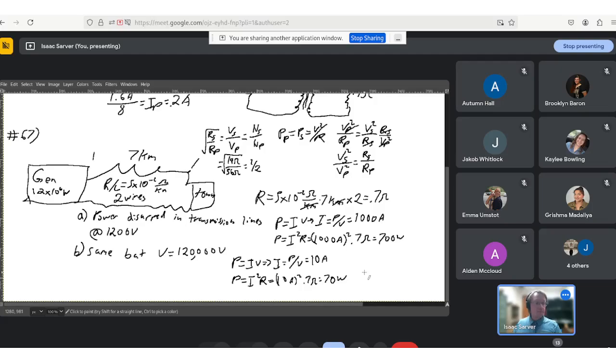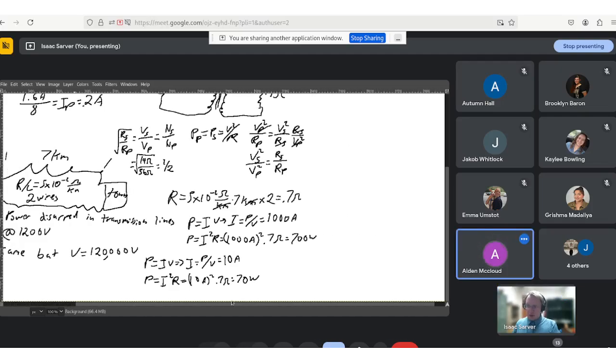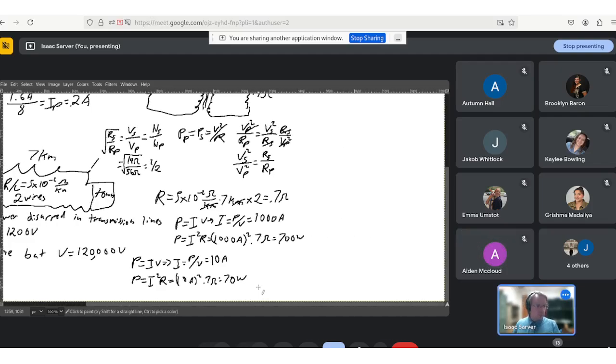Make sense there? Yeah. A little bit of information. That makes sense to me.